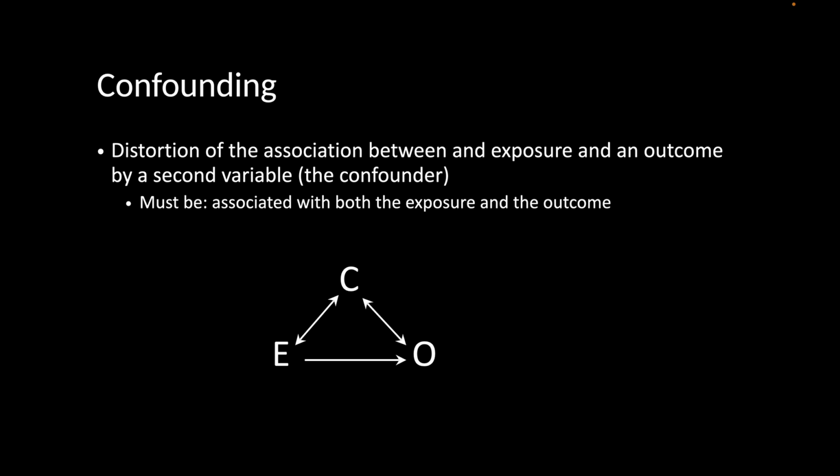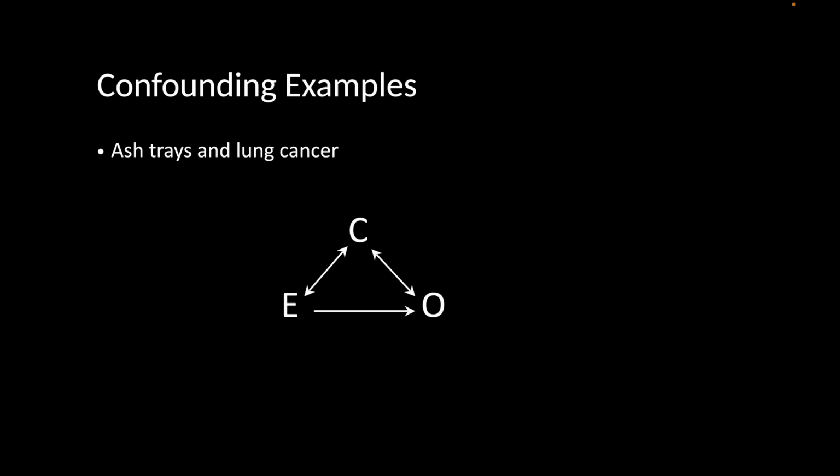So you end up with this triangle. Rather than just having the arrow of exposure leading to outcome, you have this other phenomenon, this other variable, which is represented by the letter C here. And so let's just give a couple of examples.